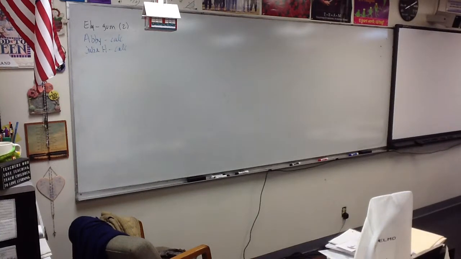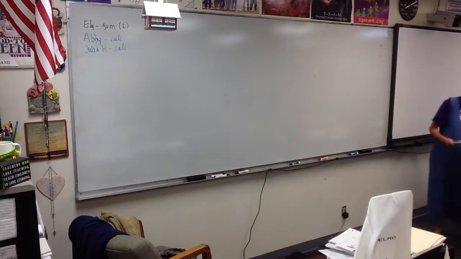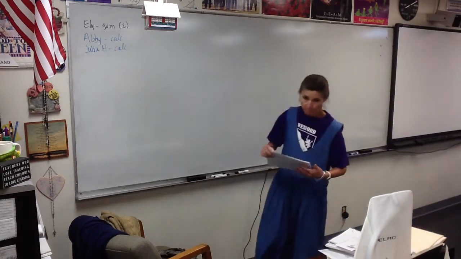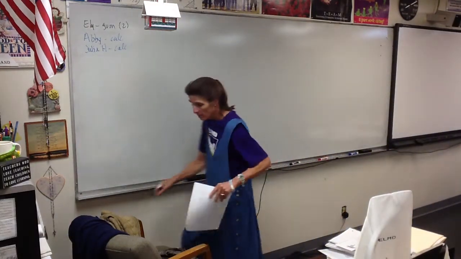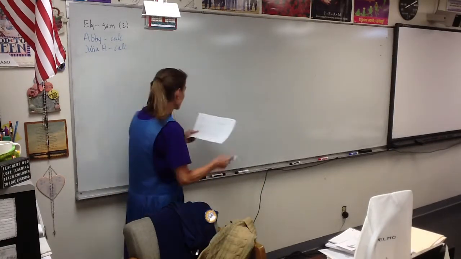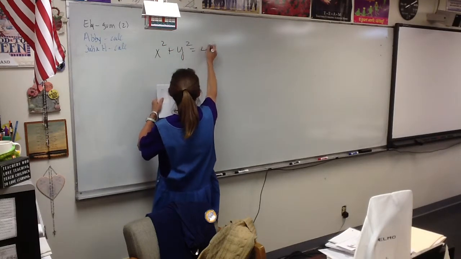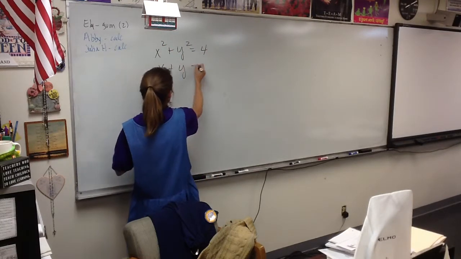All right, so how are we going to do that? Any thoughts on how we're going to find the solution to that system of equations? People, I can't do this totally on my own. Substitute or eliminate, exactly. Let's see what we've got. We've got x squared plus y squared equals 4, and x plus y equals 2.